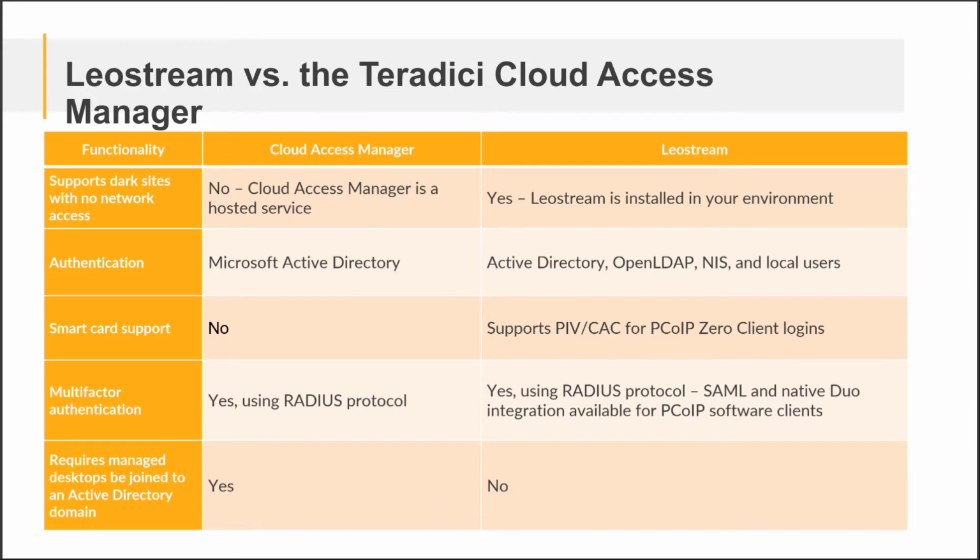To round out a discussion on authentication, something that's important a lot more now than it used to be, is multi-factor authentication. And Leostream has a number of different systems that you can integrate with to provide that second factor. So one that is the same as Cloud Access Manager is any IDP that supports the Radius protocol. So this could be Duo, Okta, Ping ID, what have you.